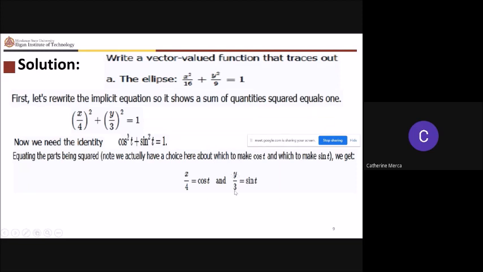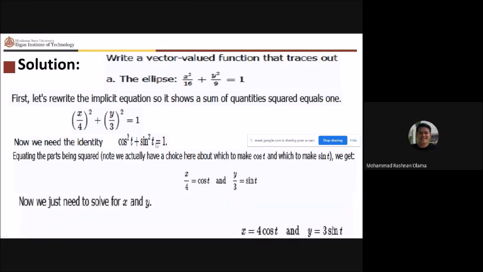Is that clear? Yes, ma'am. Okay. The reason we write the equation in terms of 1 and in this manner is that we have to make use of this identity as a reference. That is for the ellipse only. We will take a look at the next equation later on.